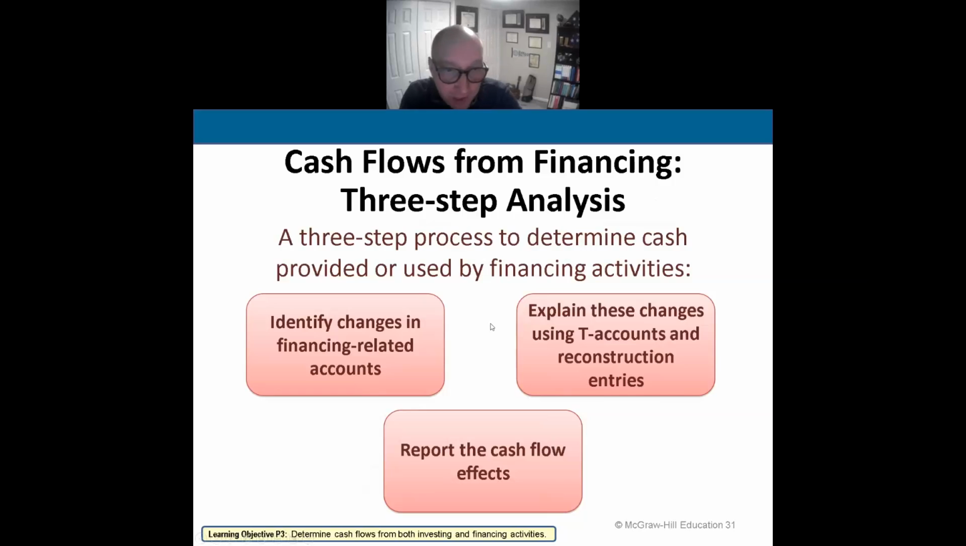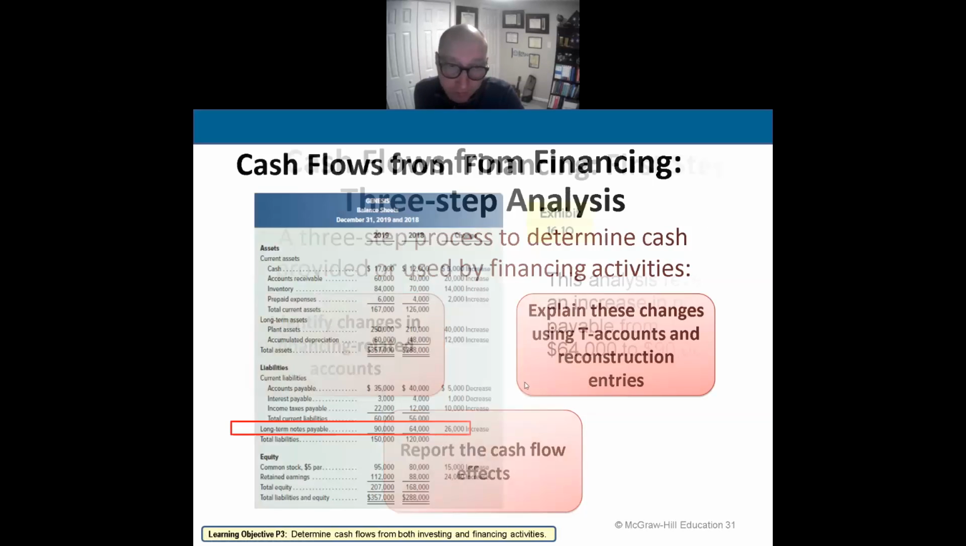For financing activities, it's very similar. We're looking at changes related to finance accounts. So this would be the issuance of stocks and bonds, repayment of short-term, long-term debts. Those are the types of changes we're looking for.